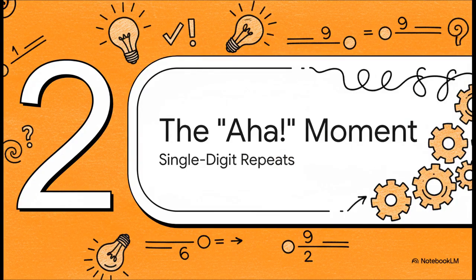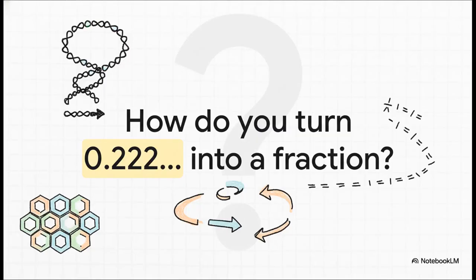All right, that was the easy stuff. Now let's get to the really fun part. We're going to tackle those weird decimals that just repeat forever. This is where the big aha moment is going to happen. So what do you do with a number that just never ever ends, like 0.22222? You can't just stick it over a 10 or 100. There's got to be a different kind of rule for this, a different pattern, right?